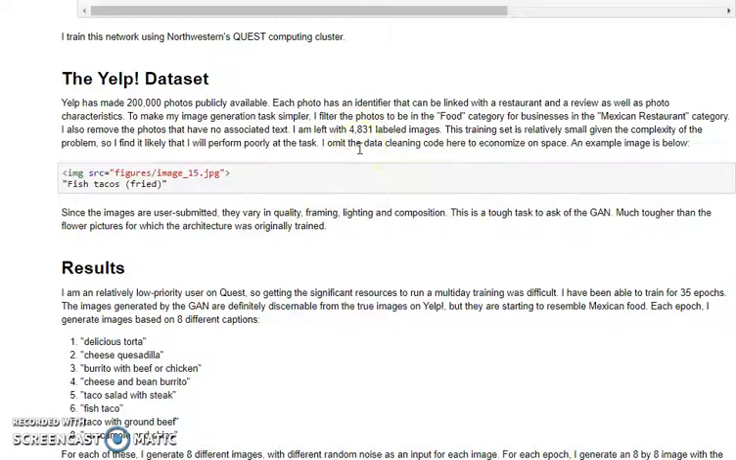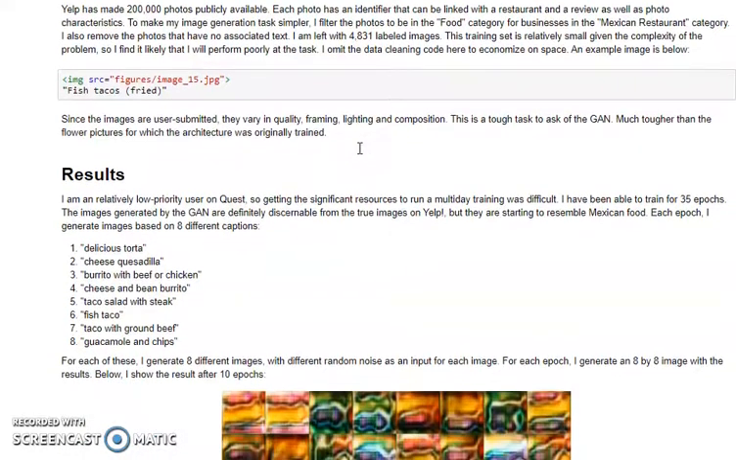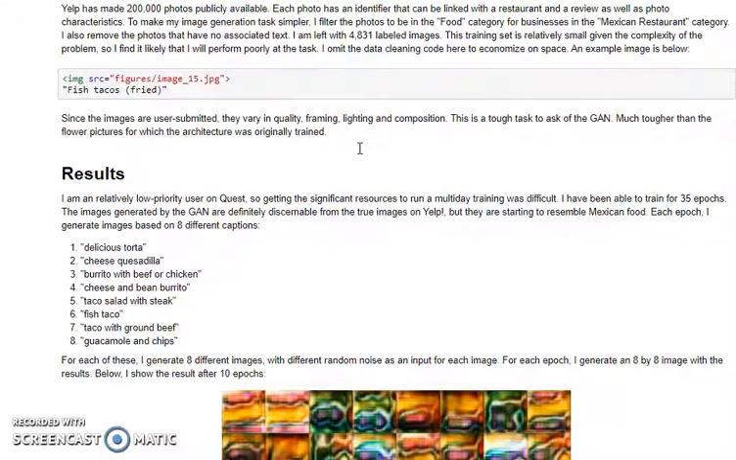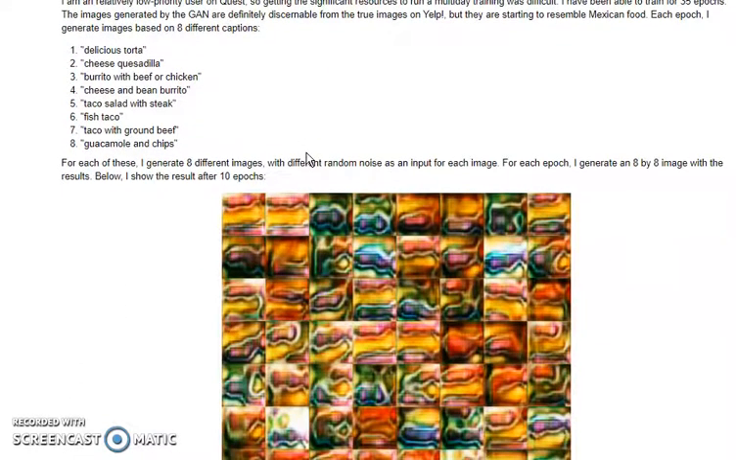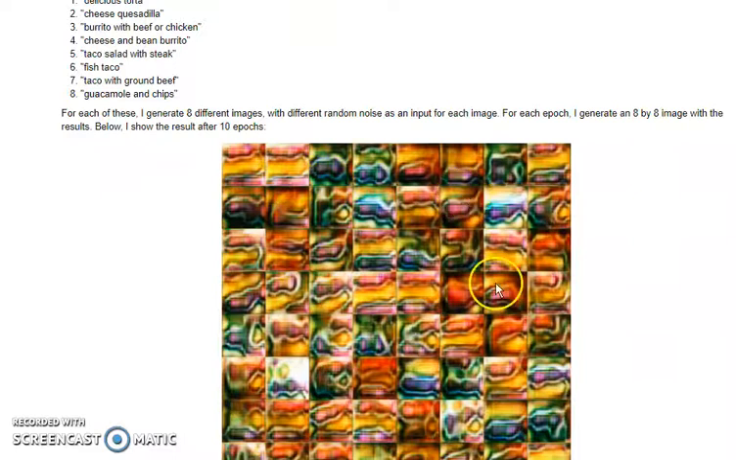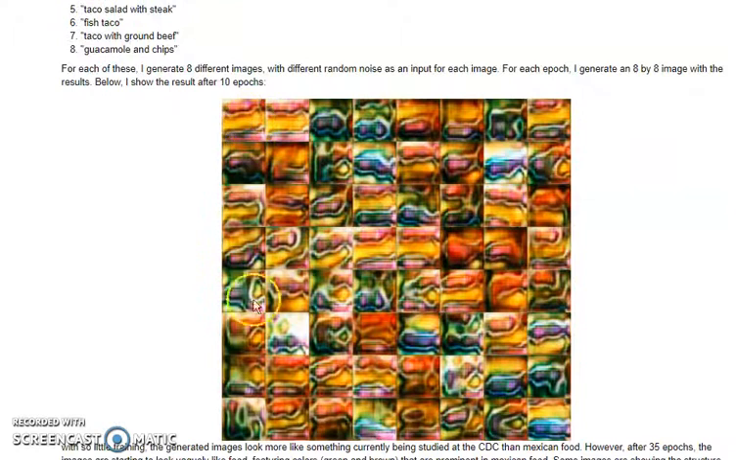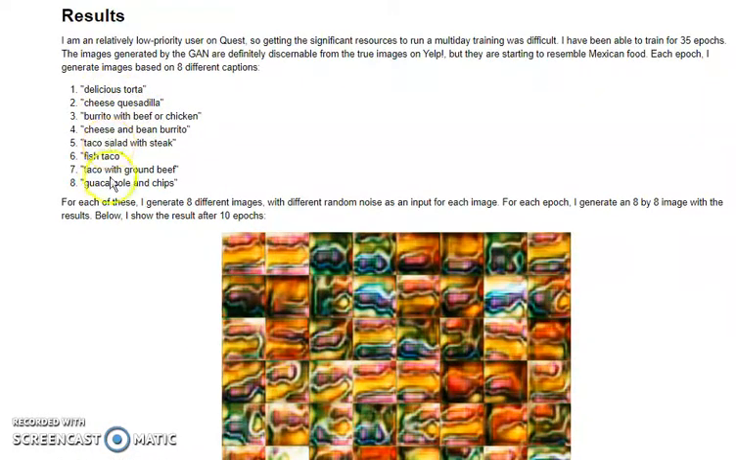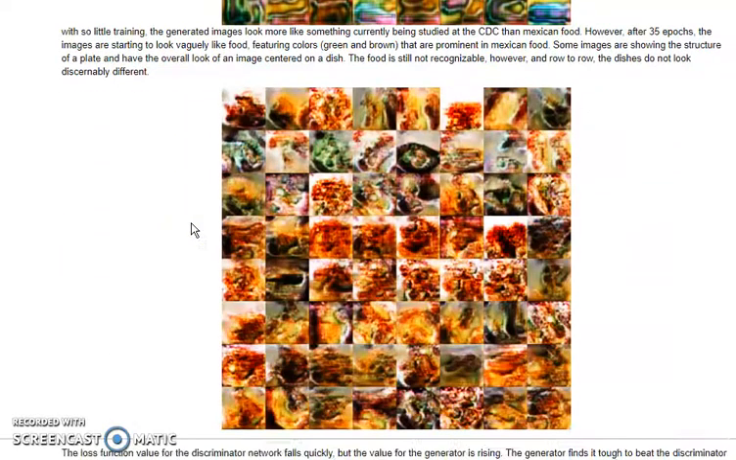So I have about 4,800 labeled images, and that allows me to train my GAN with that, so it's not a huge dataset. And when I train my GAN, I initially get images produced that look like nothing, and I produce images for 8 different prompts, from delicious torta to fish taco to guacamole and chips. However, once I train it for 35 epochs, I get things that are starting to look roughly like Mexican food.